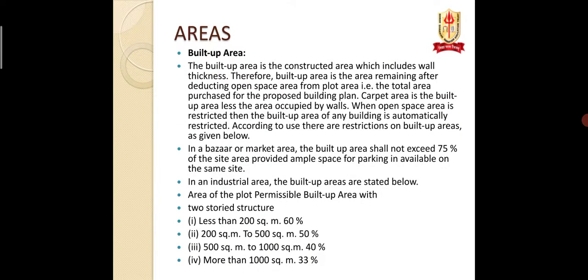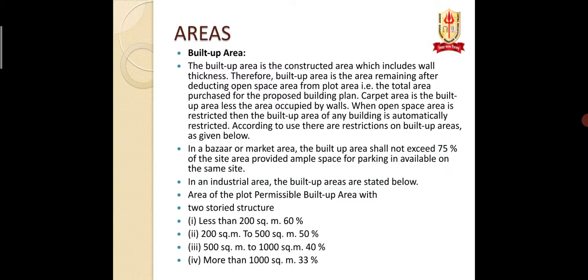Now the built-up area is the constructed area which includes the wall thickness. It is the area remaining after deducting the open space around the plot area, from the total area, for the proposed building plan. Carpet area is the built-up area less the area occupied by walls. When the open space area is restricted, then the built-up area of any building is automatically restricted. According to use, the built-up area is restricted as given below. In a bazaar or market area, the built-up area should not exceed 75% of the site area, provided space for parking is available on the same site.